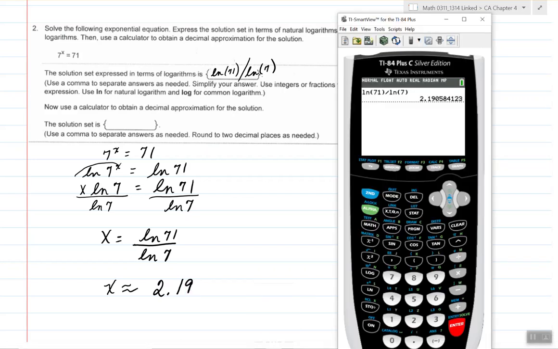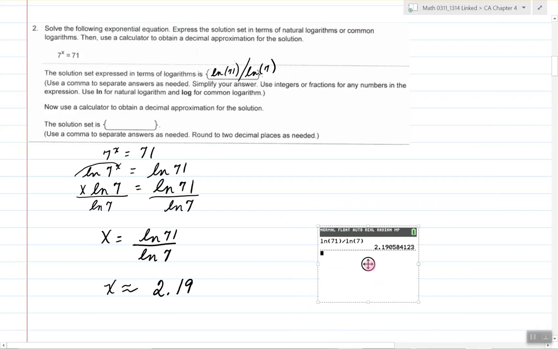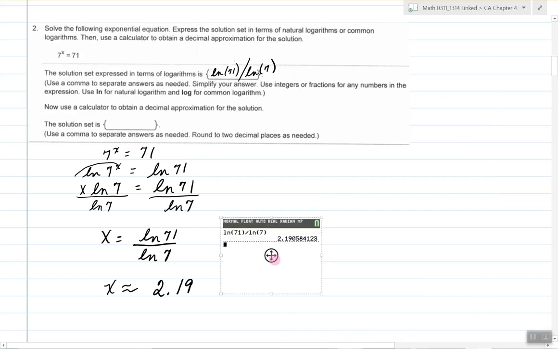Let me go ahead and get that. Just in case you wonder what it looks like when you put it in the calculator. And this will be 2.19. So you're writing it in log terms, and then you're doing an approximation by using the calculator home screen.